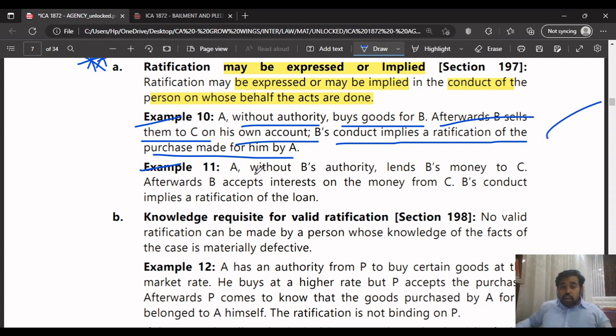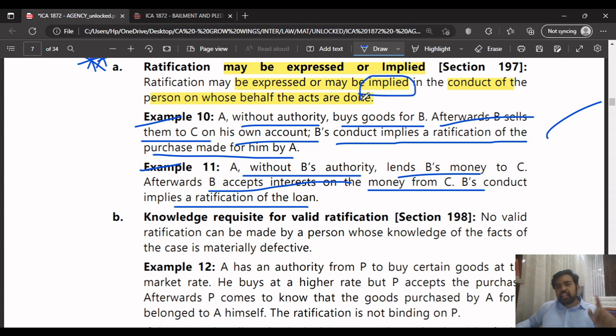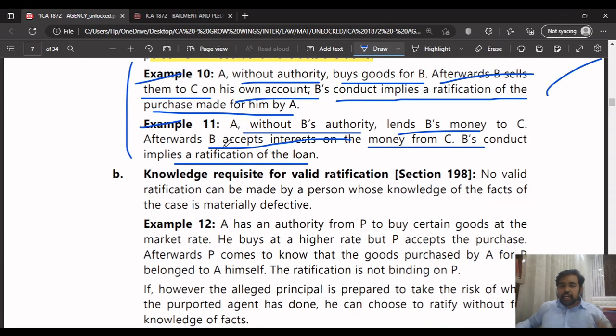It's very simple. Now next is A without B's authority. Here A again, without B's authority, lends B's money to C. B accepts interest on the money from C. B's conduct implies ratification of the loan. In both the cases they have given ratification by implication. By implication means by implying. That's what these two examples are based on. It's not an expressed one, it's an implied one.